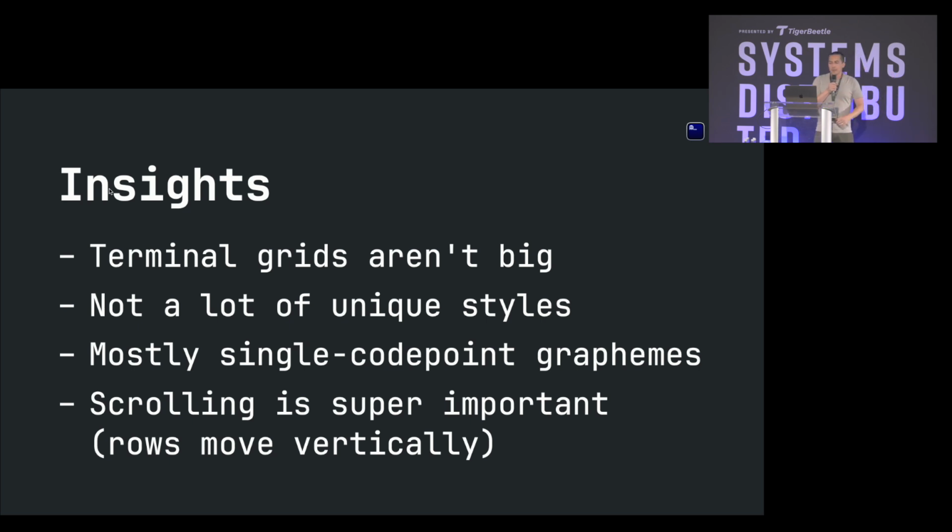There's not a lot of unique styles. A lot of styles on your terminal are shared. Empirically, we ran a bunch of software, and even NeoVim with the most complicated theme had about 25 unique styles on a full 6K display. It's mostly single code point graphemes, and scrolling is super important. Rows move a lot, but cells don't move a lot sideways.